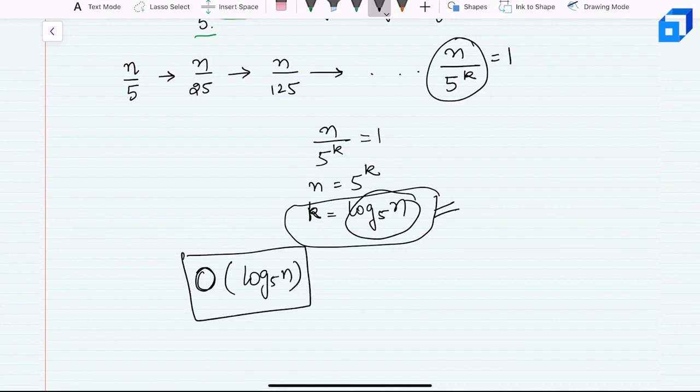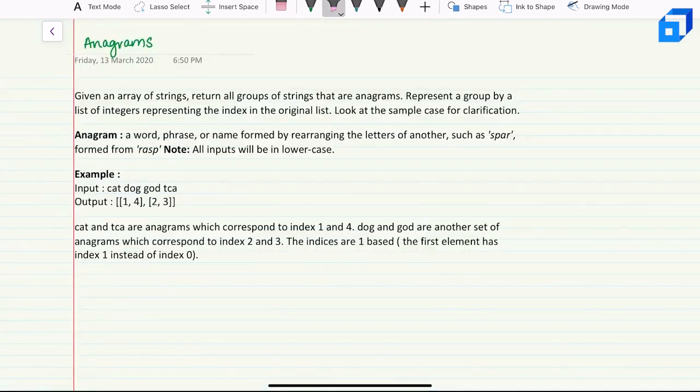So this was it. Well, let's talk about the problem, anagrams. Given an array of strings, you have to return all groups of strings that are anagrams. Represent a group by a list of integers representing the index in the original list. Let's look at this sample case for clarification.